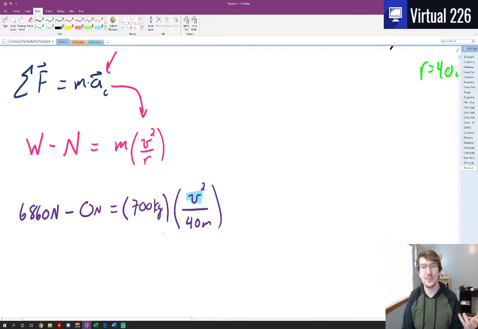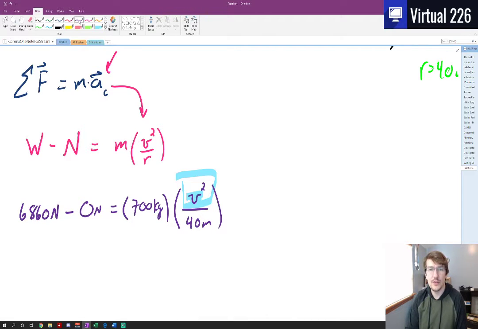And that's it. That's the entire problem set up. We just have to go now and solve for that velocity. To do this, we're going to have to divide each side by the 700 kilograms.